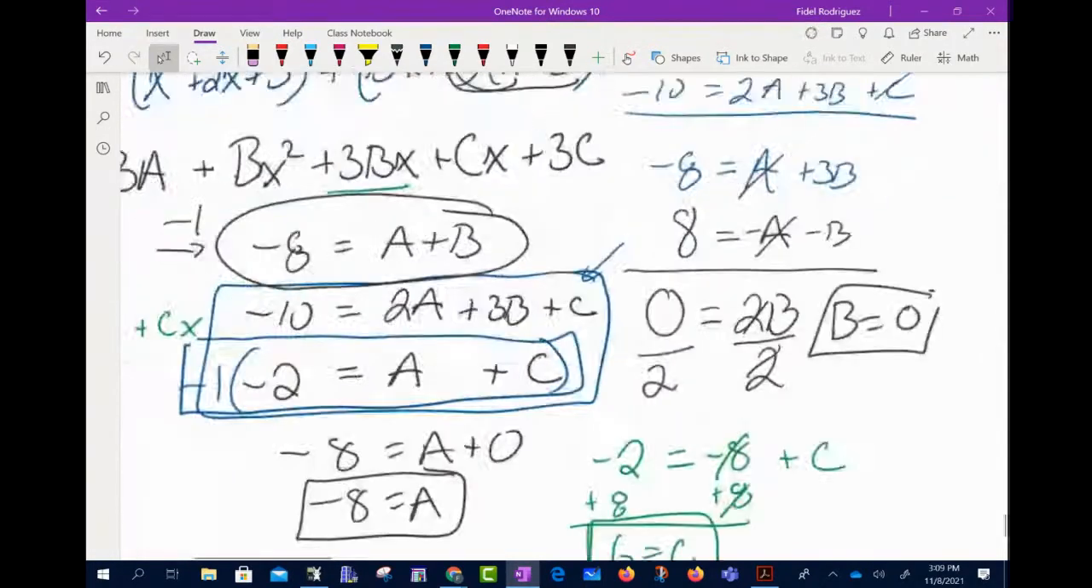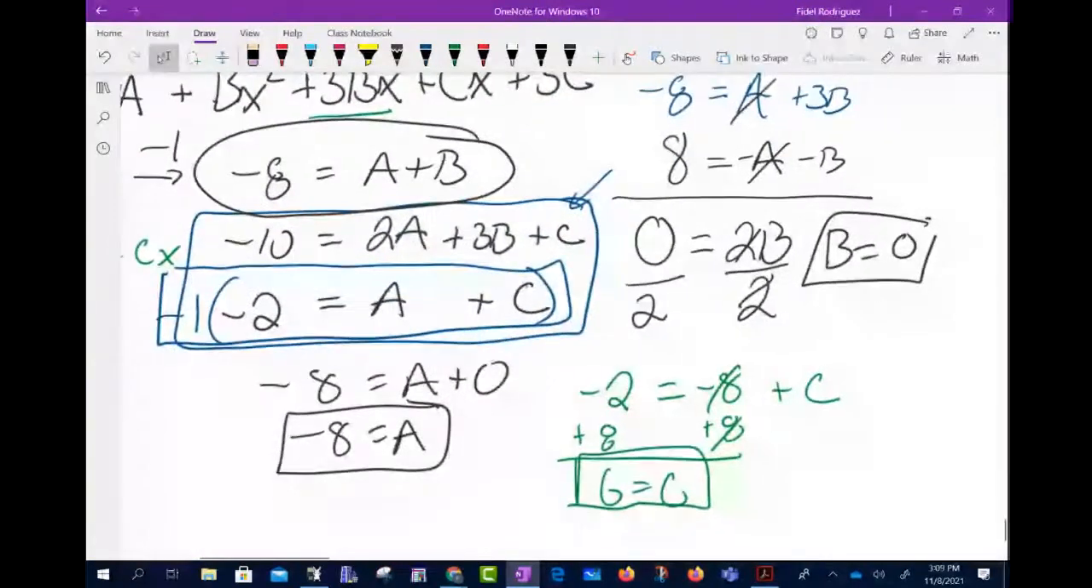Do you think the hardest part is when we get to this part right here and we have the system? One of them has a plus b equals -8, the other one is -10 equals 2a plus b, or 3b plus c, and the other one is -2 equals a plus c. How do I go from there to finding my a, b, and c? Do you think that's the hardest part?